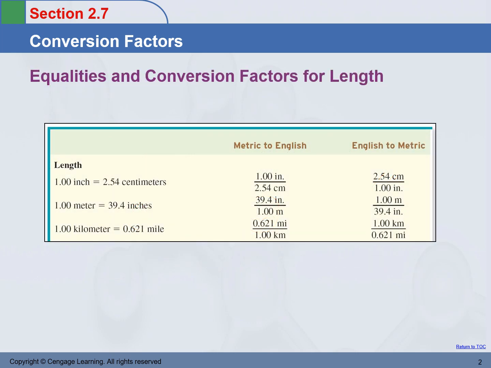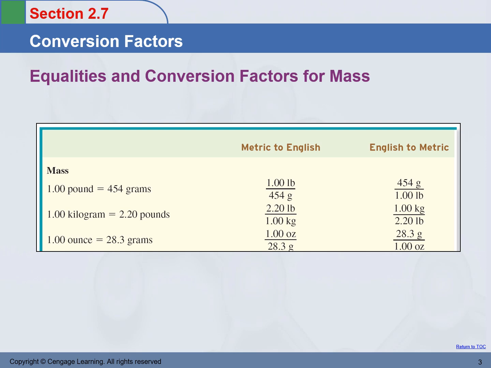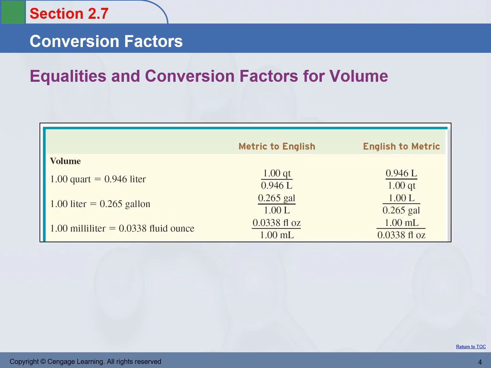All right, let's move on. Here are some conversion factors about some of the length units: inches, centimeters, meters, miles, and so on. Here are some conversion factors for some of the mass units: pounds, grams, kilograms. Here are some conversion factors on volume units: quarts, liters, gallons.